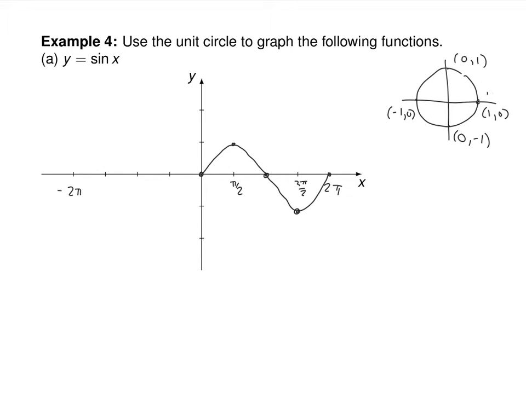That's if you go counterclockwise, which is the whole positive direction business. So what happens at negative pi halves? Negative 1. Negative pi, you're at 0. Negative 3 pi halves, we're at 1. Negative 2 pi, we're at 0.